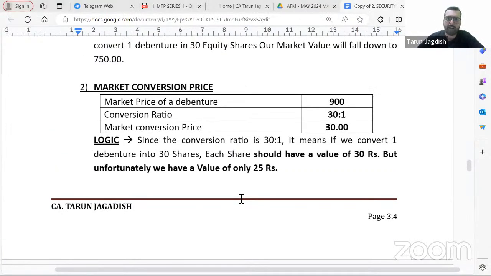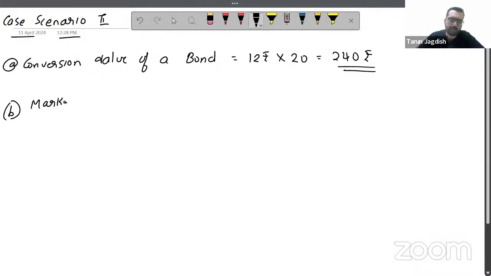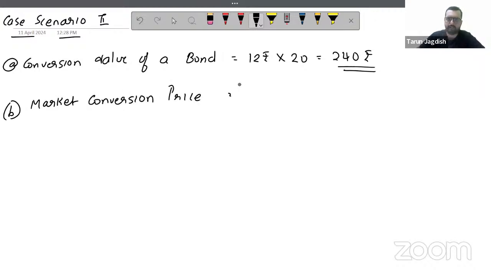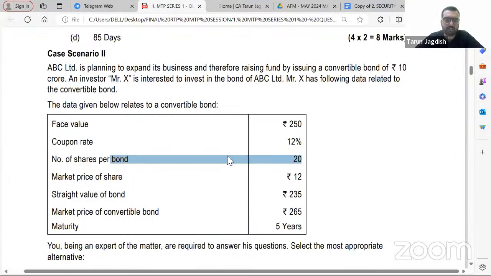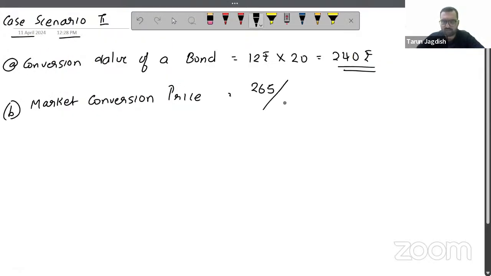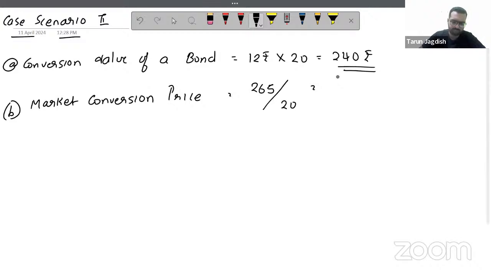Same way we can find out the market conversion price. That is the other way around. Market conversion price. So what you do in market conversion price is you take the market value of the bond. What's the market price of the bond? 265. This, if I convert at the ratio of 20, I should be getting 13.25 rupees per share. But right now I'm getting only how much rupees per share? I am getting only 12 rupees per share. So ideally, will I be willing for conversion? No. Hence, I will have to pay him a premium. So what will be the conversion premium?